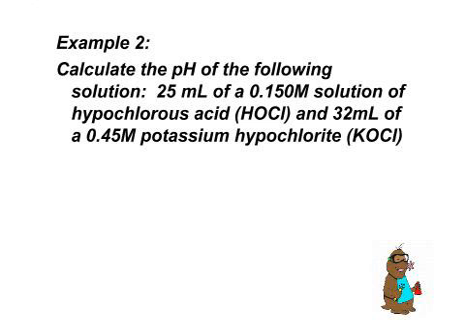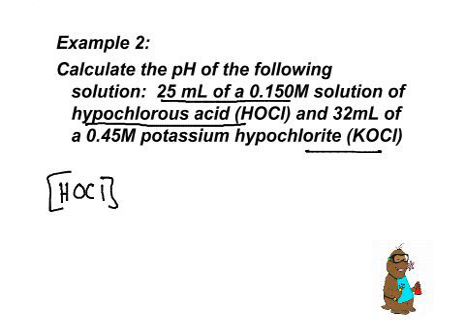Okay, calculate the pH of the following solution. Now we're going to use the shortcut method because it's better; better is shorter and good. I think this is a buffer, but we've got to double check. What have we got? We've got hypochlorous acid, HOCl, 25 milliliters, and it's 0.150 molar. Using moles equals M times V, how many millimoles is that? 3.75 millimoles.